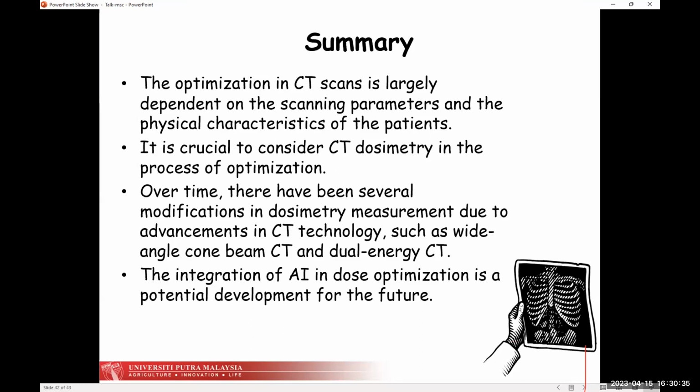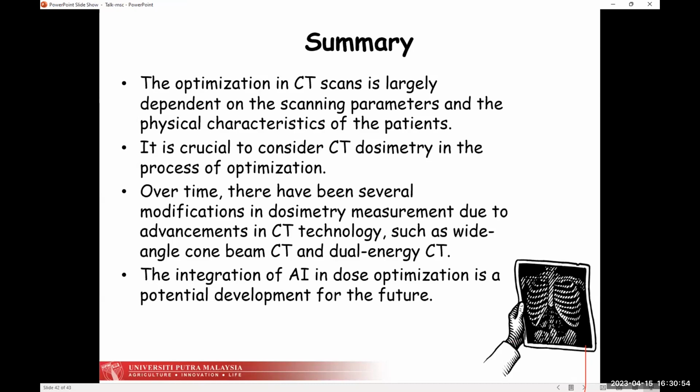Like I previously mentioned, in Malaysia's case, they want to look at the dose length product. Sometimes other countries are looking into the CTDIvol. It depends on what type of optimization, what type of CT dosimetry that we want to reduce.